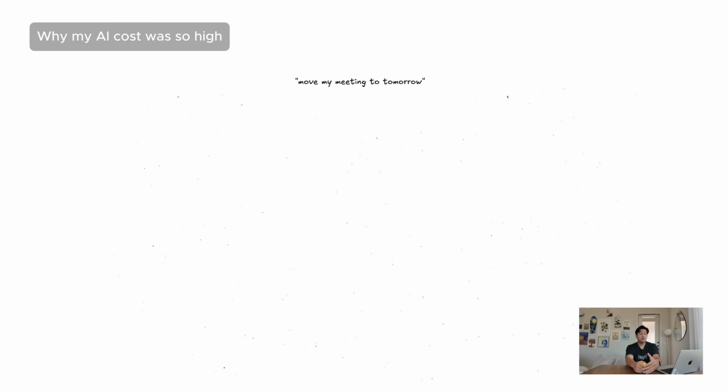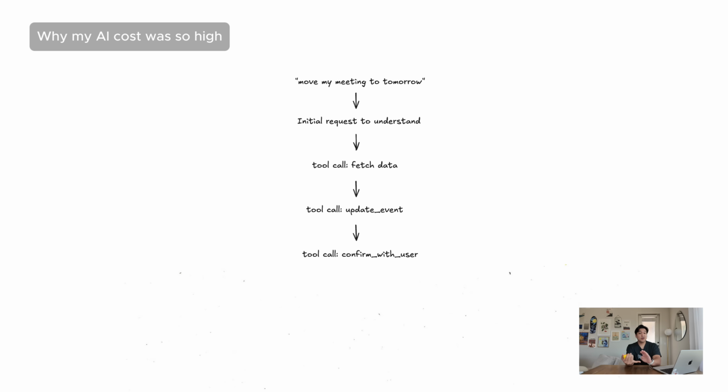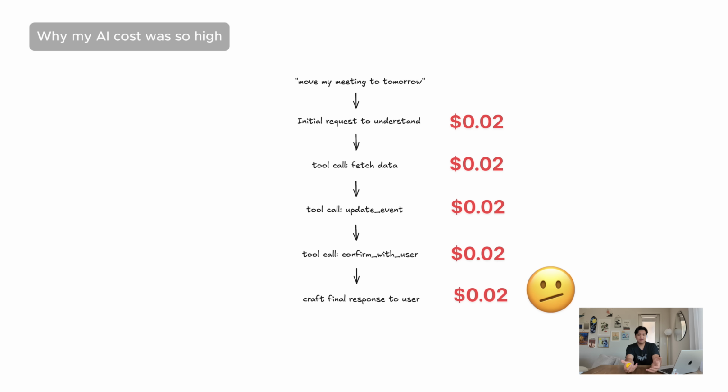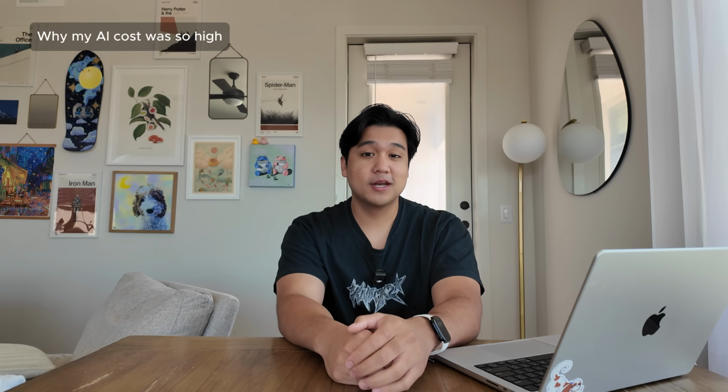So when a user asks, "Move my meeting to tomorrow," here's what actually happens. There's an initial request to understand the query. A tool is called to fetch the task data. A tool is called to update the event. In some cases, another tool is called to confirm with the user. And then there's a final response back to the user. So what I thought would be one request actually ended up being 4 to 5. And this was happening with every single user request. So it made total sense why my cost would end up being 10 times higher.